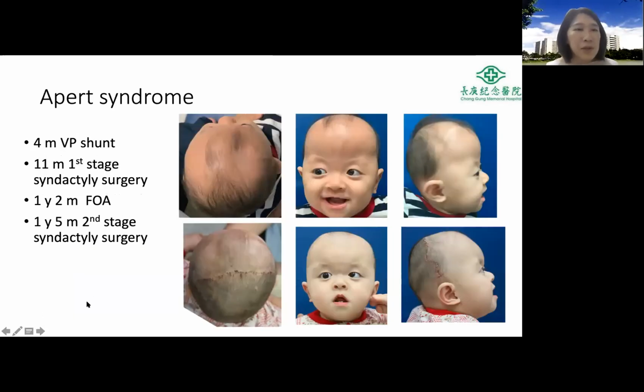For the Apert syndrome, that's the other Apert baby. We did the VP shunt at the age of 4 months old. Because at that time we had a problem with the distraction device being imported to our hospital, and also the price problem. So we didn't do the distraction. We did the FOA at the age of 14 months, and after the FOA, he had the syndactyly surgery.